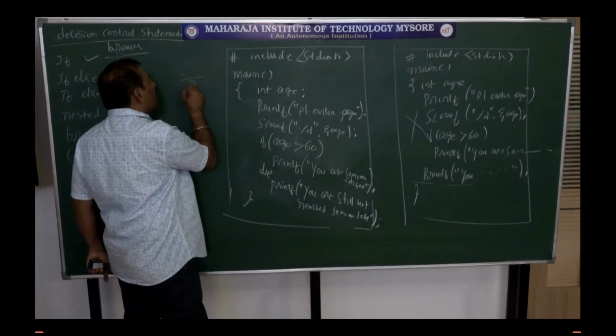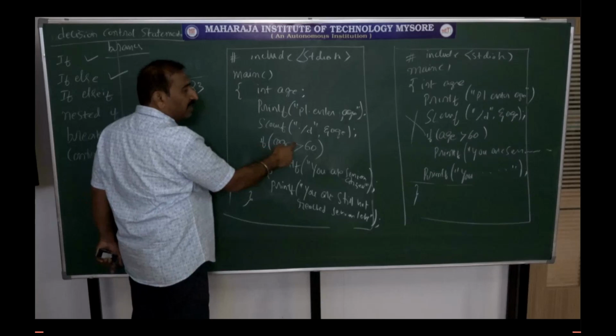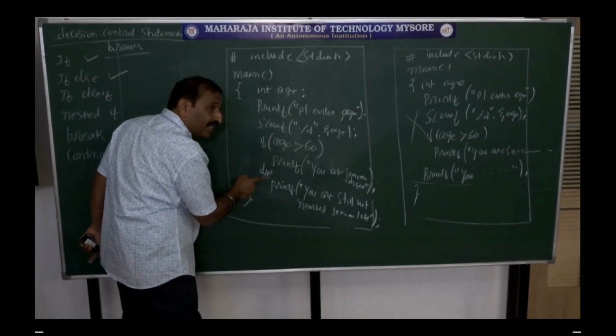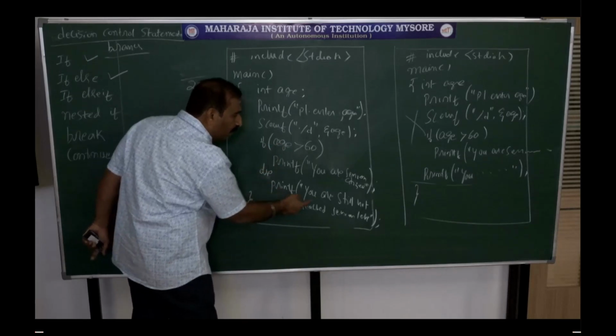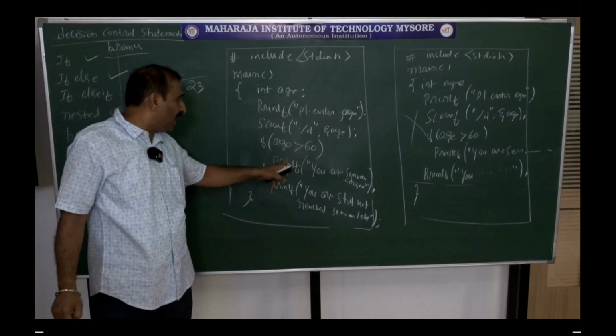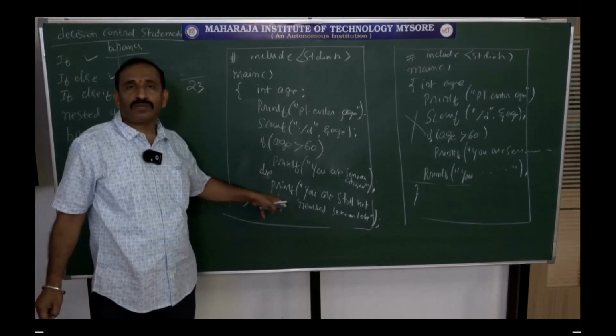If age is 23, is age greater than 60? No. If no, that means else. If this is not true, printf, you have still not reached the senior level. So you will be printing either this or this.